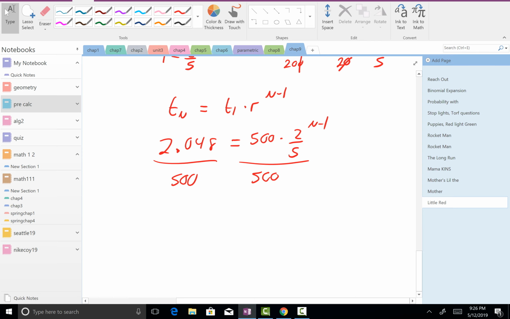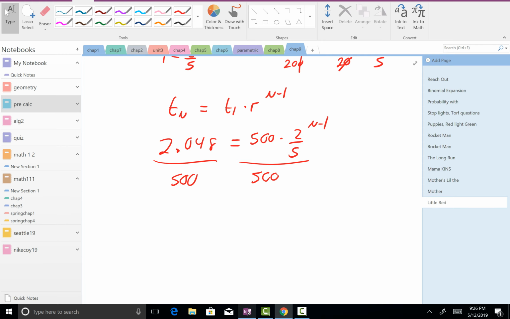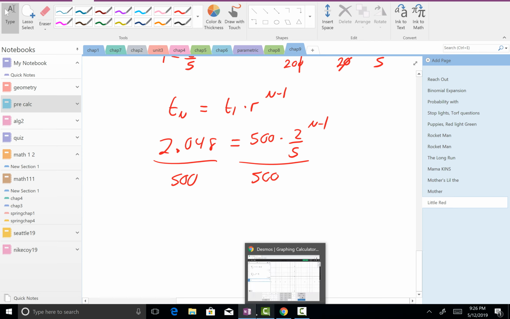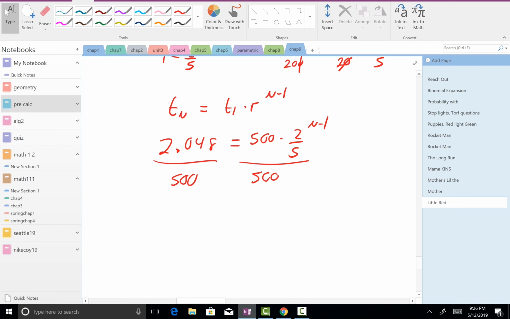So we're going to divide by 500. I'm going to go into Desmos here. I'm going to take 2.048 divided by 500, and get 0.004096, which equals 2/5 to the n minus 1.